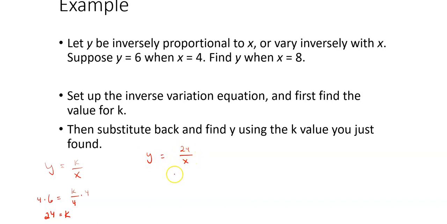It says find y when x is 8. So 24 divided by 8 is 3. All right, so y is 6 when x is 4. Y is 3 when x is 8. So as the x's increase, the y's decrease. Right? So first I find my k value, then I substitute it back in with the other piece of information to solve for the missing variable.